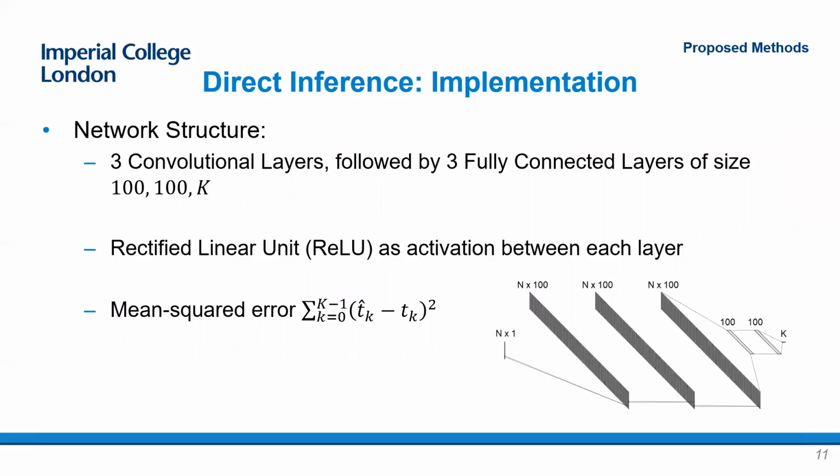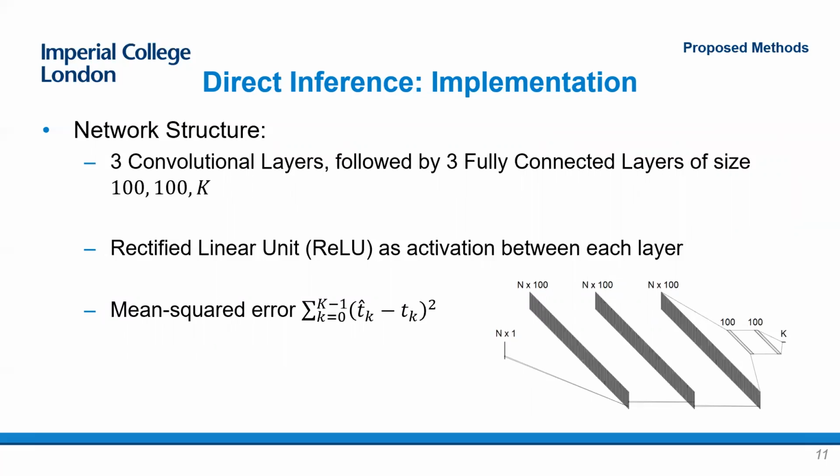Each of the convolutional layers has 100 filters of size 3. ReLU is used as the activation function between each 2 layers. The loss function we use is the mean square differences between the estimated locations and the true locations of the Diracs.